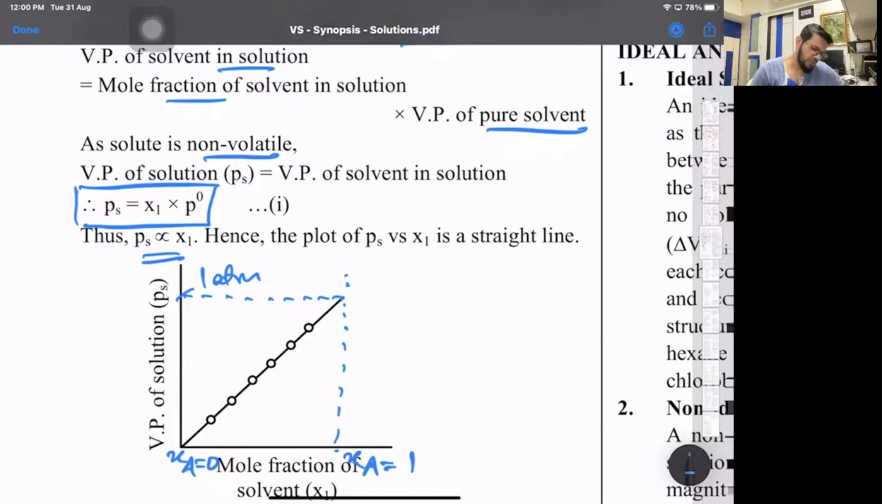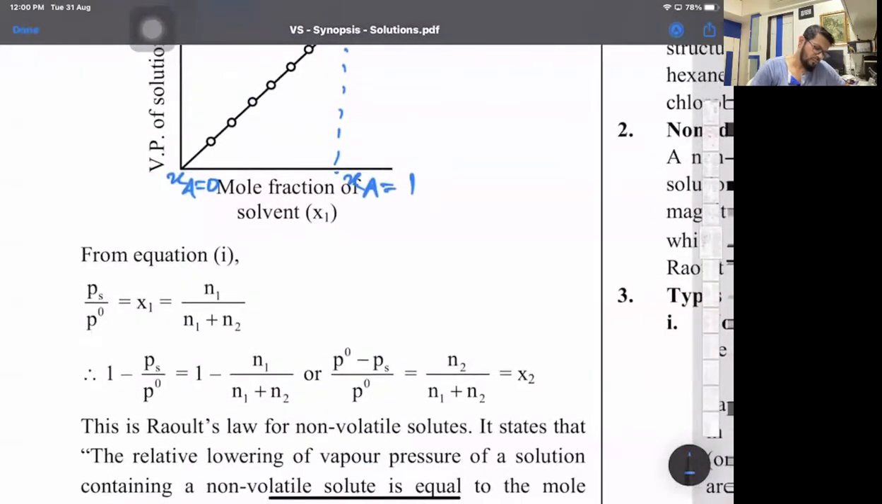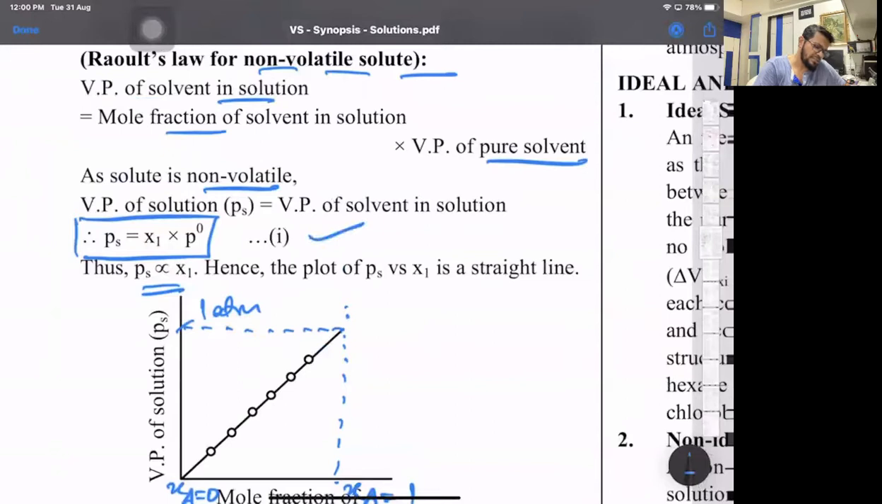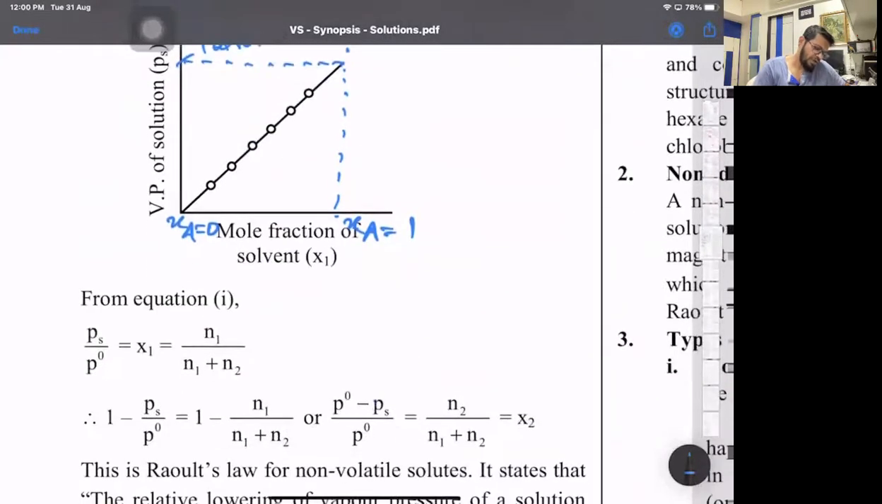Clear? That's one part. And from that, the calculation: P S upon P naught is equal to X1, vapor pressure of solution. So from this first equation only, what we got is P S is X1 into P naught. So we can write P S by P naught is X1. X1 is N1 upon N1 plus N2. So basically when I equate it, I get the formula for the relative lowering of vapor pressure.